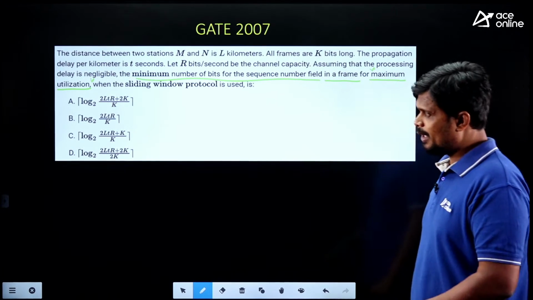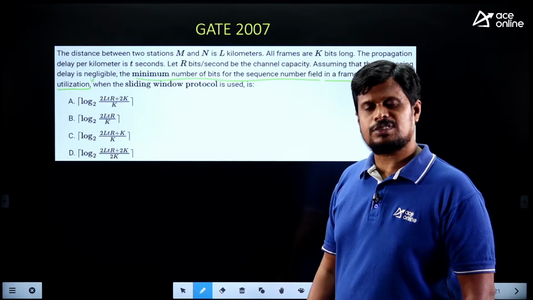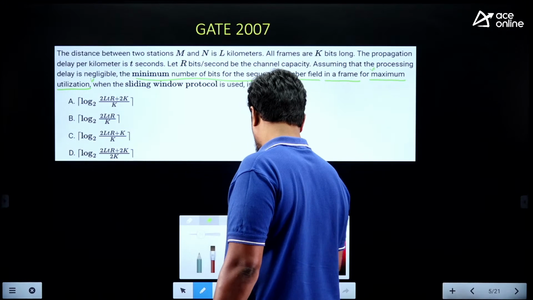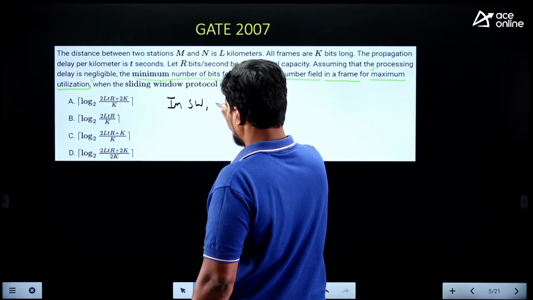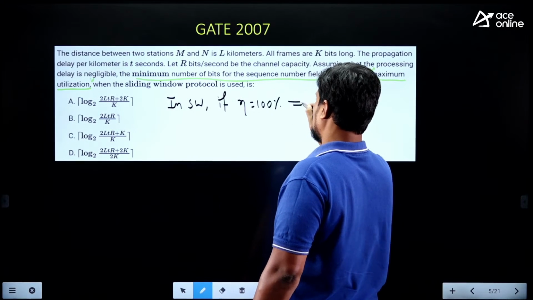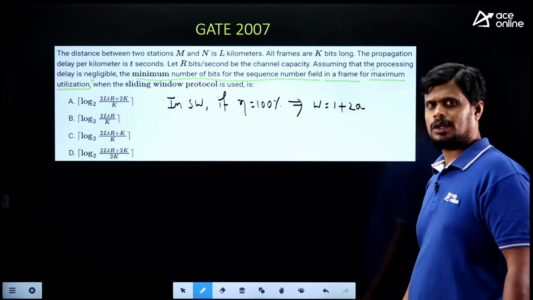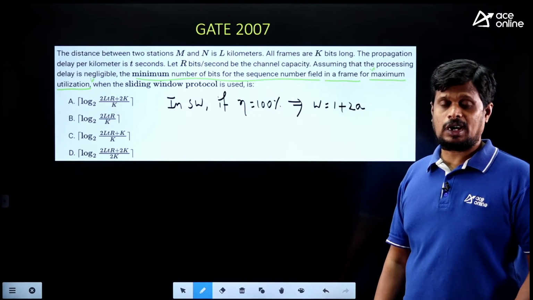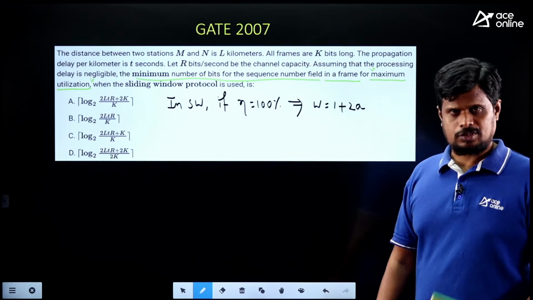So when it is for maximum utilization, you know that maximum utilization means the efficiency is given as 100%. So in sliding window, if efficiency is given as 100%, then what is the condition you have? W is equal to 1 plus 2A. This is the origin statement to answer this question. How is it W equals 1 plus 2A? What is the formula for sliding window efficiency? How are we deriving it? The derivation we clearly explained in our classes.